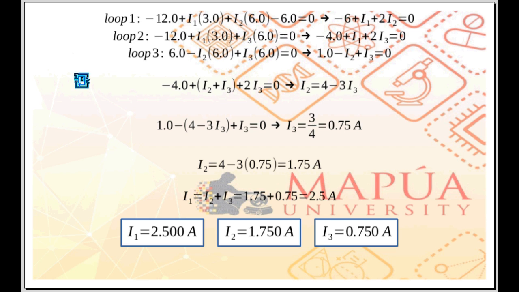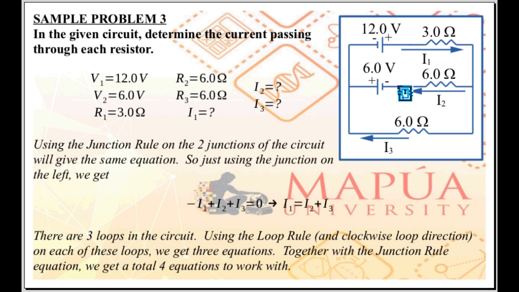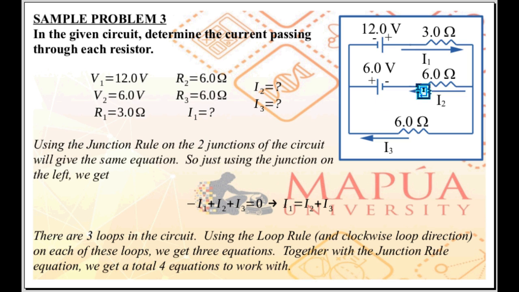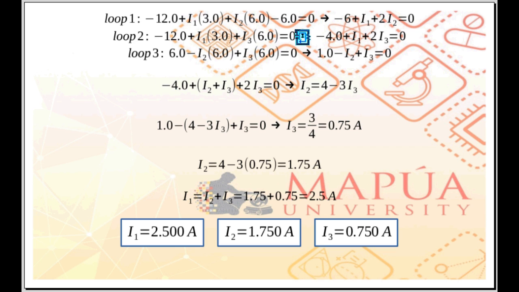And then finally, the loop passes through the 6 volt EMF source, entering via the negative terminal. So, minus 6 volts. And the loop goes back to the original point. So, equal to 0. So, you have negative 12 plus I1 times 3 plus I2 times 6 minus 6 is equal to 0.